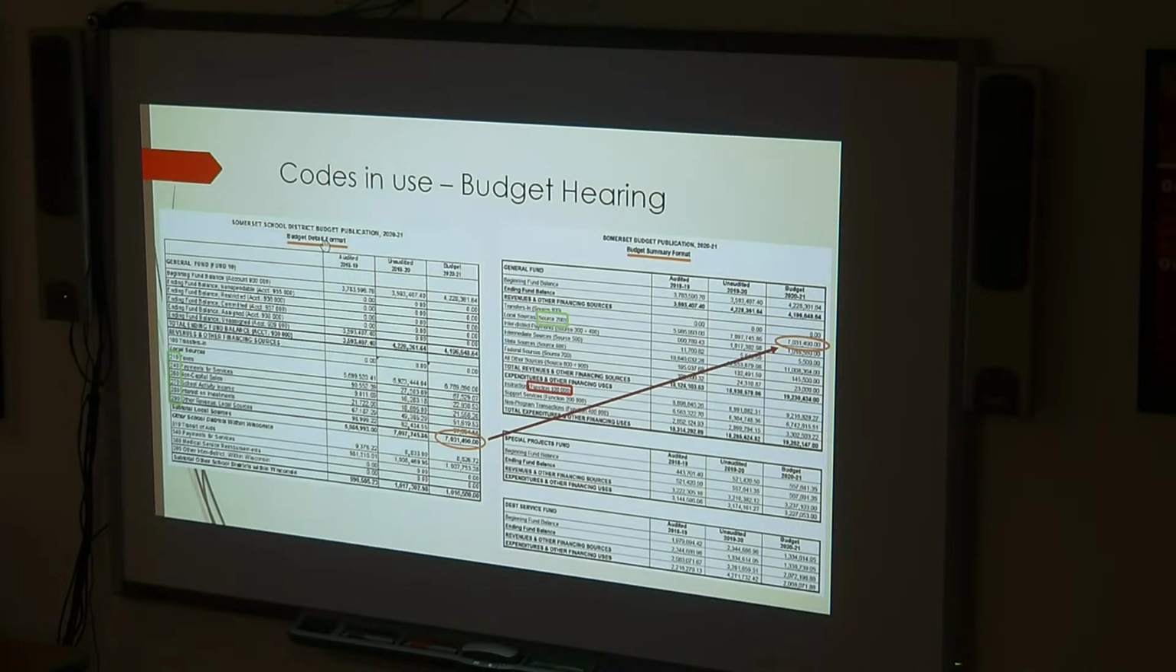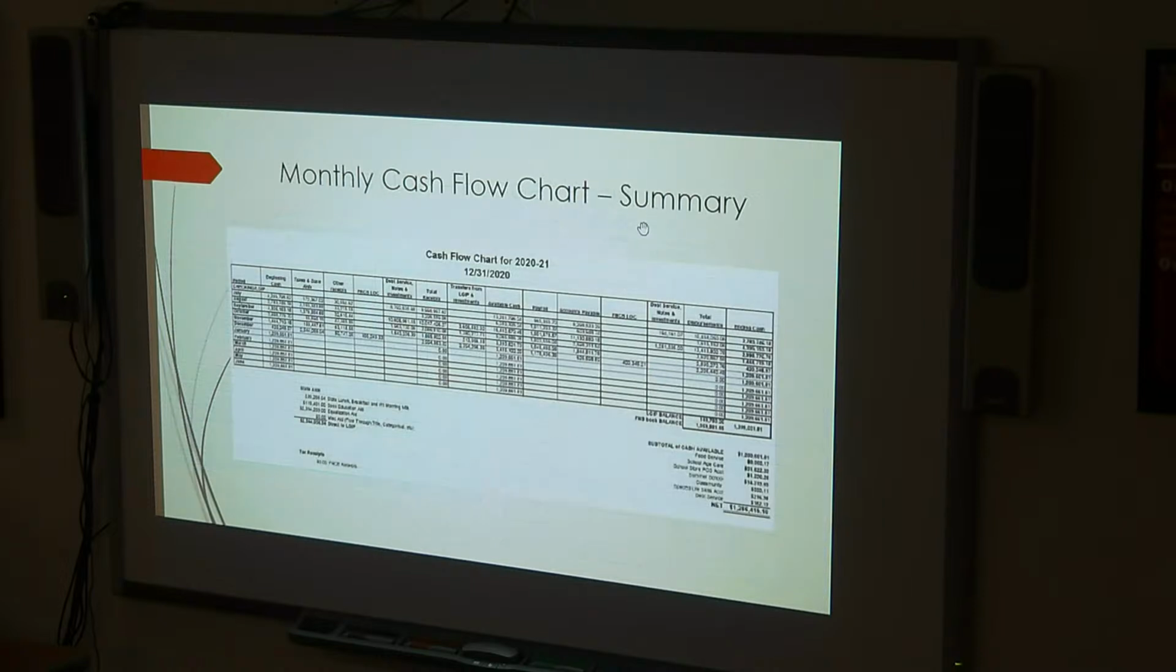All of this, again, is just for your familiarity, trying to say this is where you see and understand what we talk about when we talk about numbers. Another monthly report, the cash flow chart. There is no code on this. This is all funds. And it's simply an accounting of district cash flow.